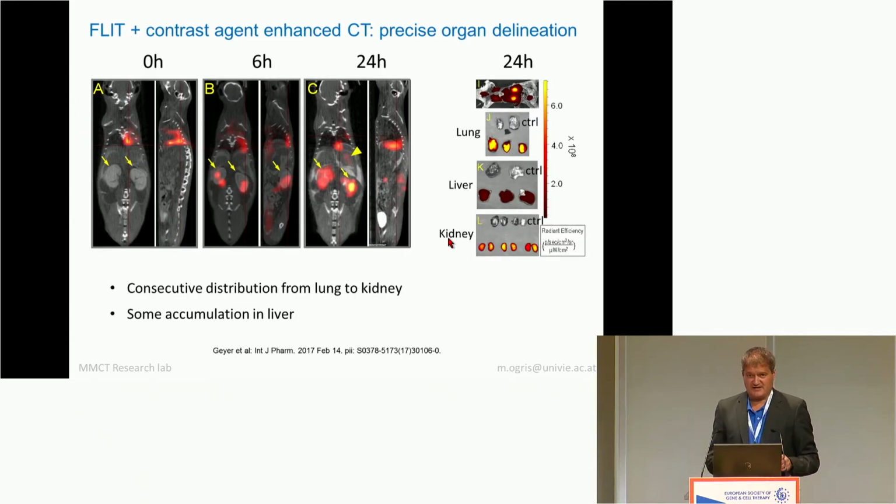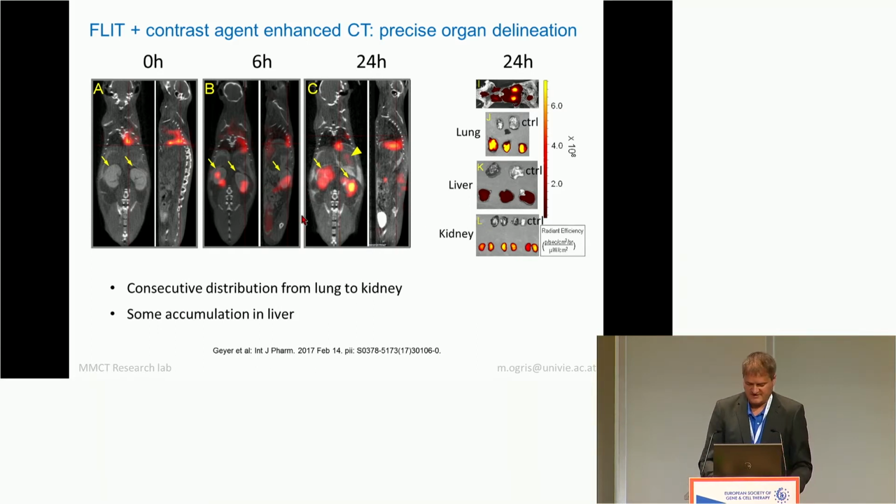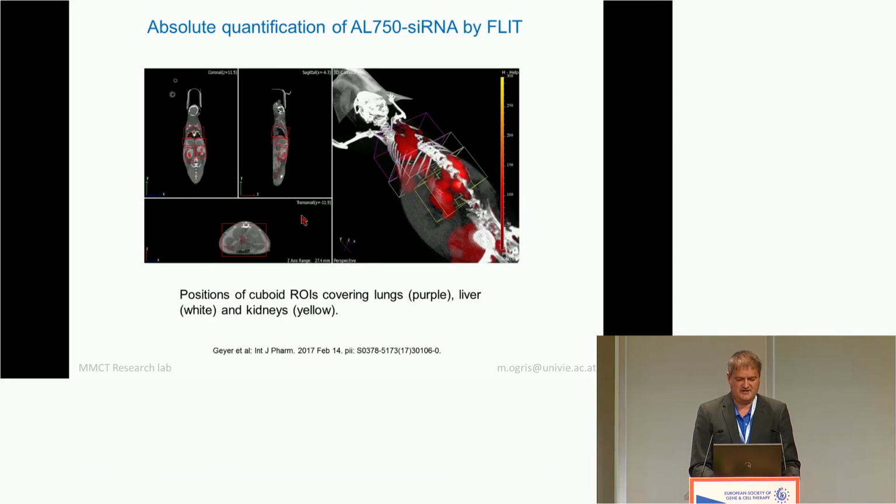And when we then analyzed it with this three-dimensional method and combined it with CT, so computed tomography and contrast agent, we could clearly show that already after 6 hours you have a transfer from lung to the kidneys. And then we also analyzed the urine of the mice, and you could find the siRNA in the urine.